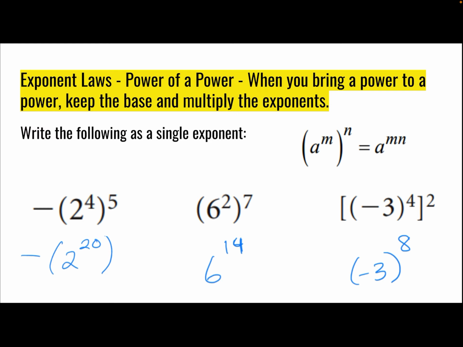So let's see. Alrighty. So here, the negative sign stays outside because it's not included in that power. So it's negative 2 to the 20. Okay, so I know my answer is going to be negative. Here, no negative signs. I don't have to worry about it. I go 2 times 7, and I get 14. When I got the 20 on the first one, it's because it's 4 times 5 equals 20. And then here, I can deal with those two exponents. I keep my negative 3, my base, in brackets. 4 times 2 is equal to 8. So it's negative 3 to the 8th.